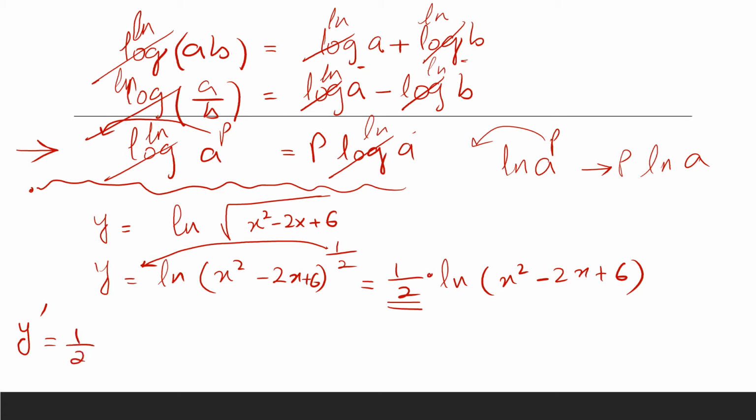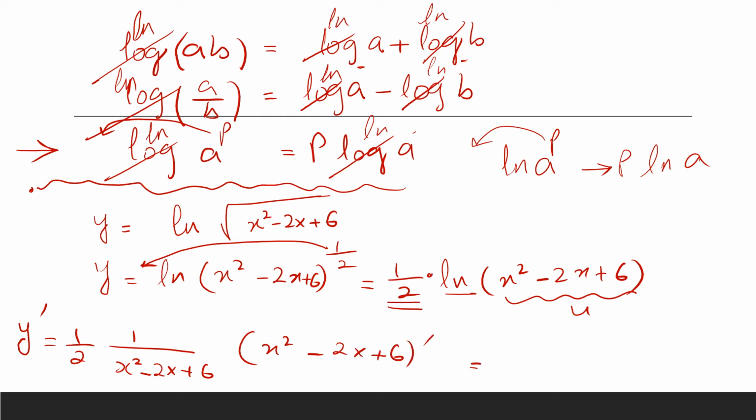That means write the half as it is and take the derivative of ln of u. The derivative of ln u is 1 over u, and in your case u is x square minus 2x plus 6, and then write the derivative of x square minus 2x plus 6. So now you will get in the simpler form half times 1 over x square minus 2x plus 6, and the derivative of x square is 2x minus the derivative of 2x, which is 2.